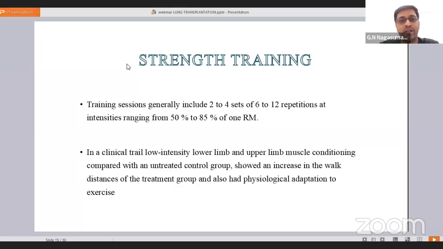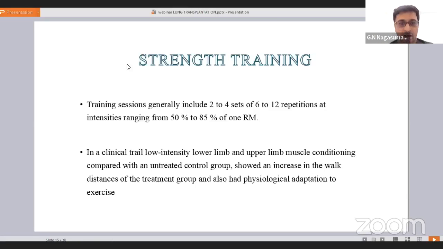I can progress till 85%. So I can give 2 to 4 sets and 6 to 12 repetitions based on the patient's fatigue and pain levels. I'll be stopping. So in clinical trials, they have done some studies.